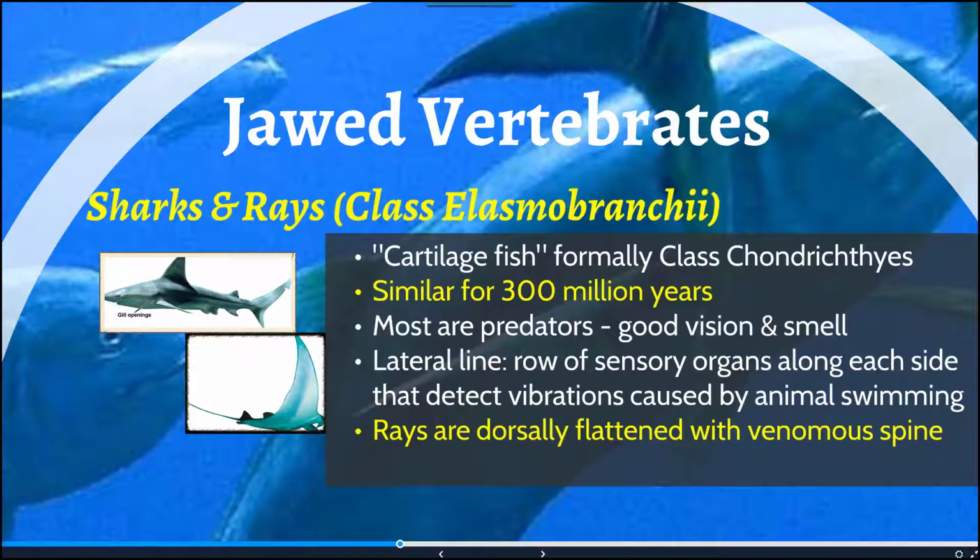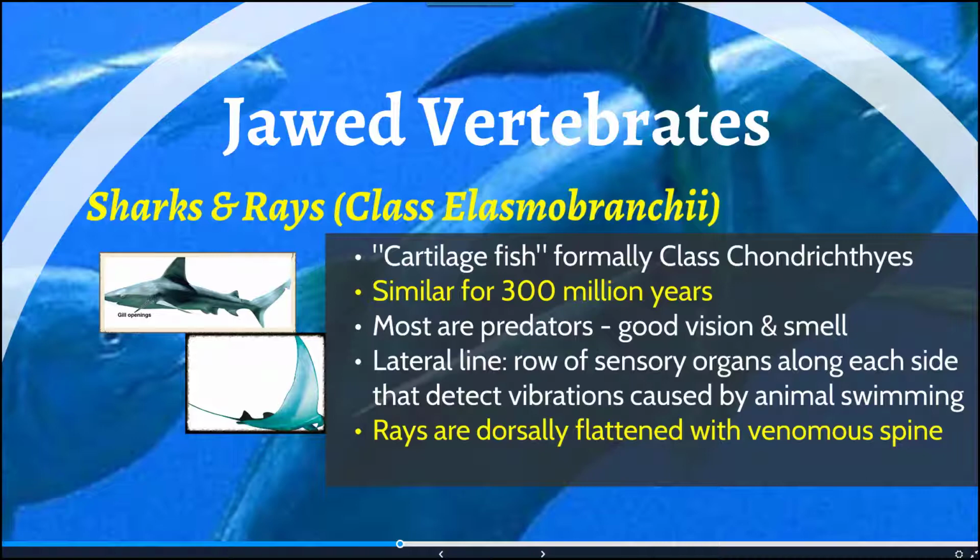Most are predators. They have good vision and smell. They also have an interesting structure called the lateral line, which is a row of sensory organs along each side that detects vibrations. These vibrations are caused by animals that are swimming, and obviously you can imagine an animal swimming in distress is going to create more vibrations than one that's healthy.